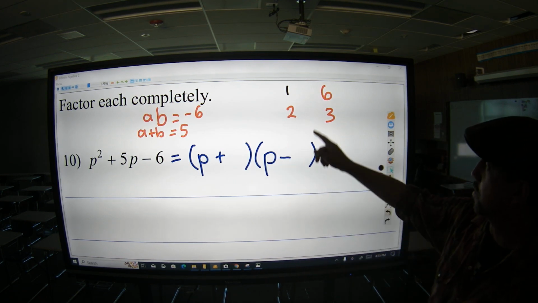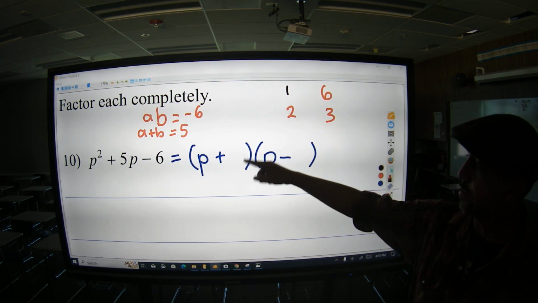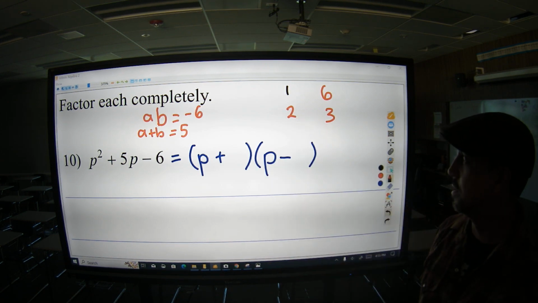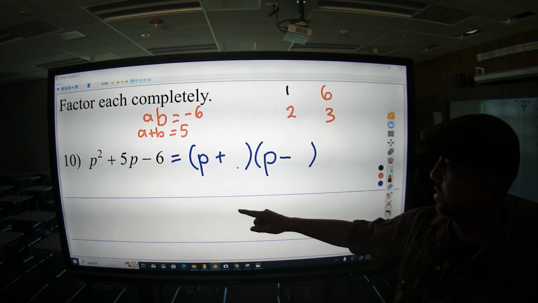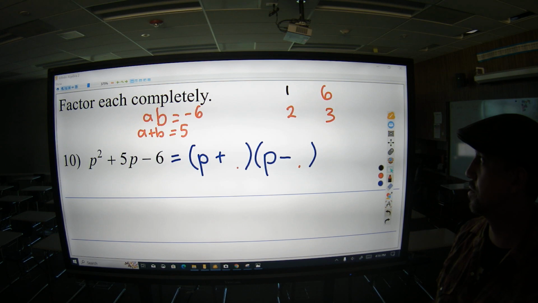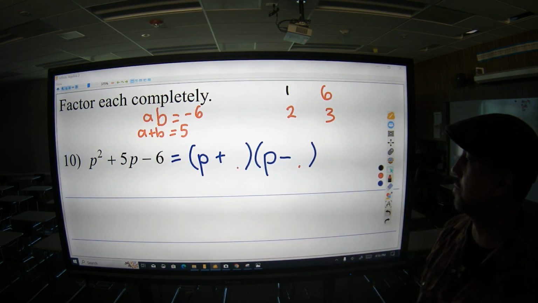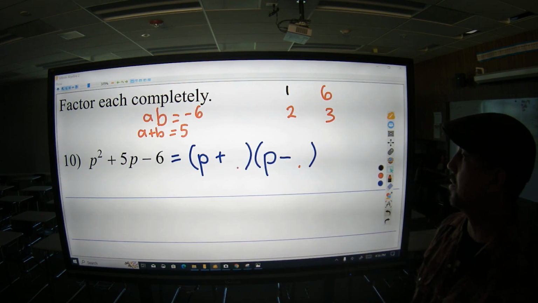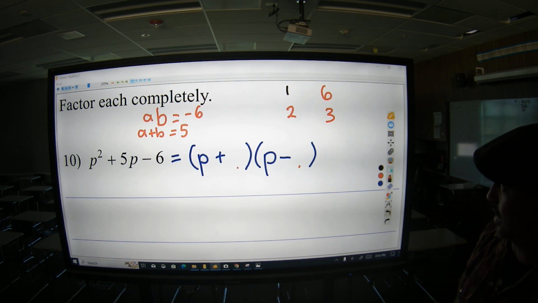Is there any kind of way that I can combine these two and end up with a positive 5? Can I possibly combine these two and end up with a positive 5? 2 plus 3 is positive 5, but notice that one of them is going to be negative and one's going to be positive. So if I did positive 2 and negative 3 and combine those, I get negative 1. And if I have positive 3 and negative 2, that would end up giving me positive 1, right? So I can't possibly use those values. That's not going to work.